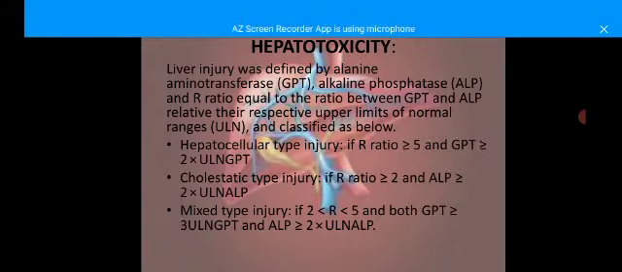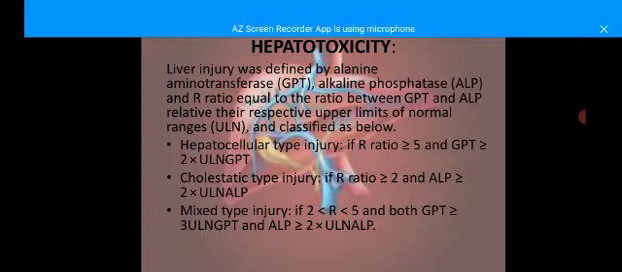Okay, so on the basis of the R ratio, hepatotoxicity is classified into hepatocellular injury, in which the R ratio is greater than or equal to 5 and GPT is greater than or equal to 2 times the upper limit of normal range of GPT. In case of cholestatic type of injury, R ratio is greater than or equal to 2 and ALP is greater than or equal to 2 times the upper limit of normal range of ALP.